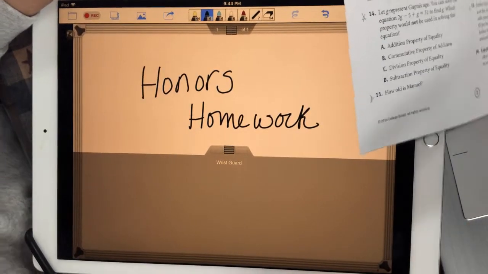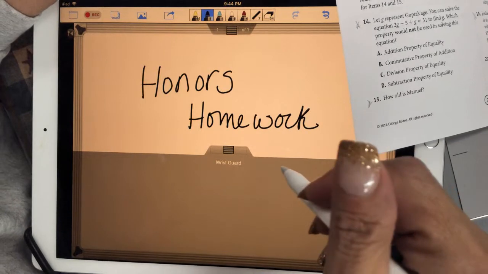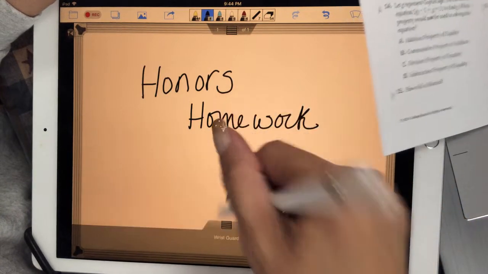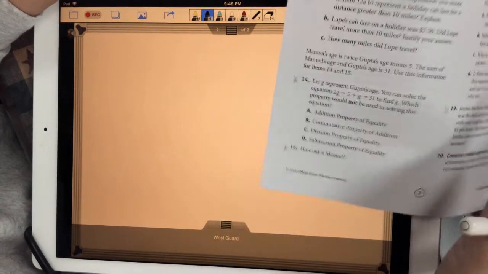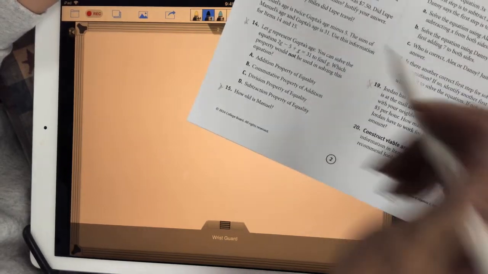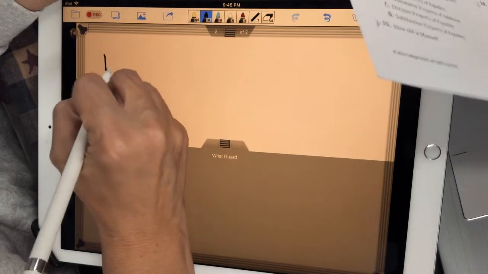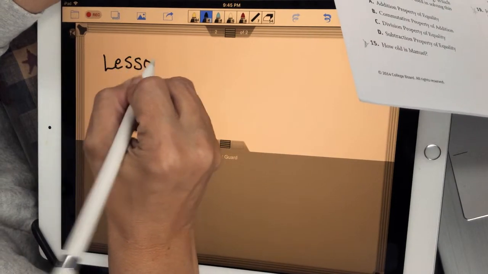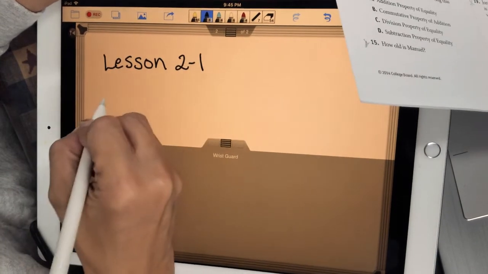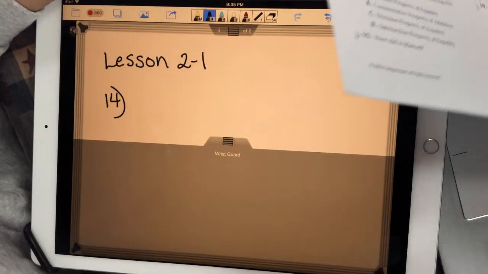Alright, so I'm going to put the problem under here, and then I'm going to work it on my iPad. It's just a little easier for me than trying to go through a bunch of stuff. Alright, I'm going to start with number 14. This is on lesson 2-1. And I'm looking at number 14.